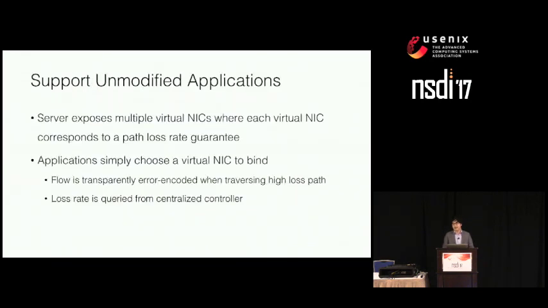To support unmodified applications, we let the server expose multiple virtual NICs, where each virtual NIC corresponds to a path loss rate guarantee, or the virtual topology. And applications simply bind to the virtual NIC they want. When they are bound to a virtual topology that uses error correction, the flow is transparently error encoded with a redundancy level appropriate to the path packet loss rate, and the loss rate is queried from a centralized controller. Remember, only long flows are supposed to bind to these kinds of topologies to avoid latency overhead.